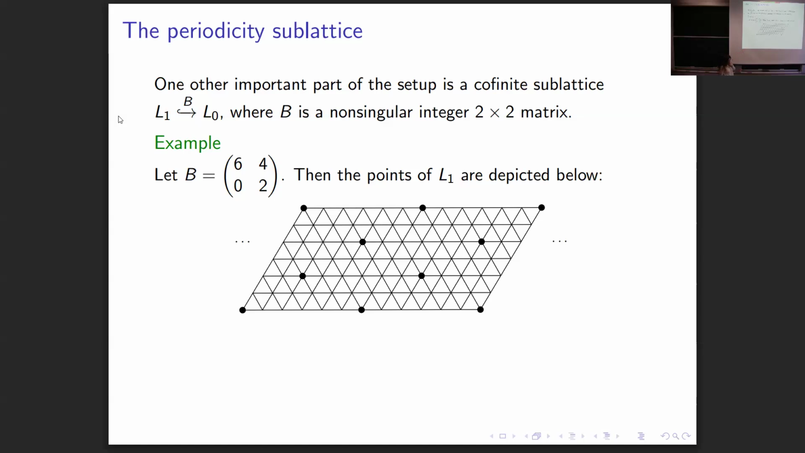I hope you can see, right? You go 6 steps in the horizontal direction, you go 4 steps in the horizontal direction, and 2 more steps in this direction. That's how you span your sublattice.